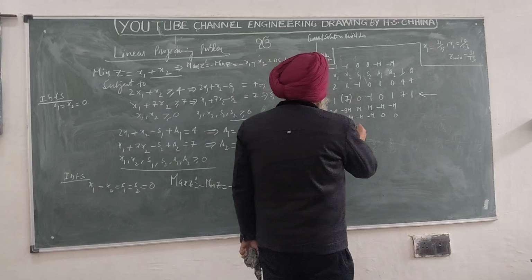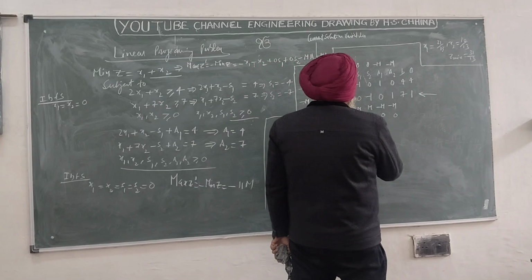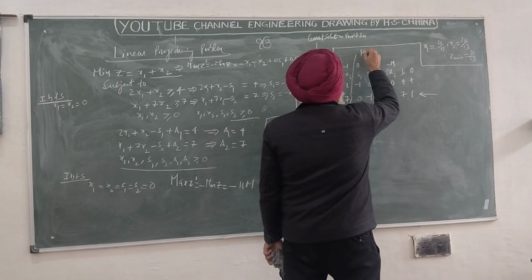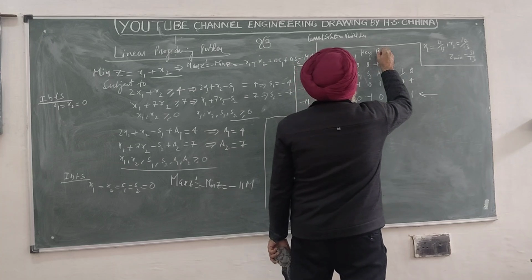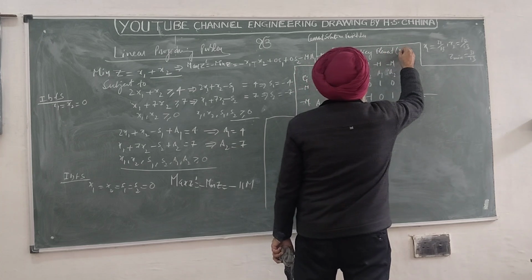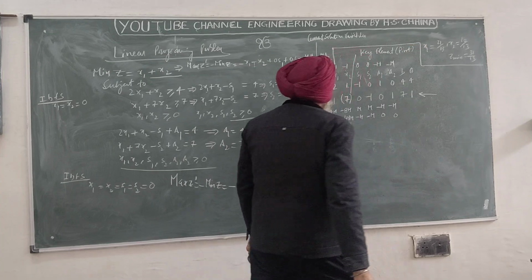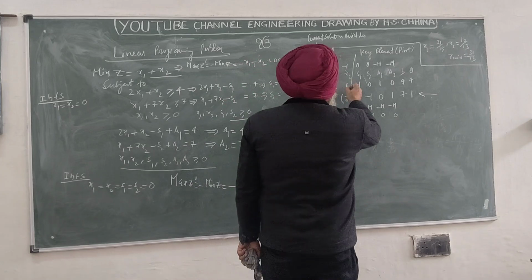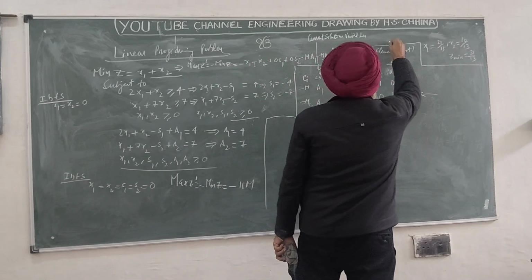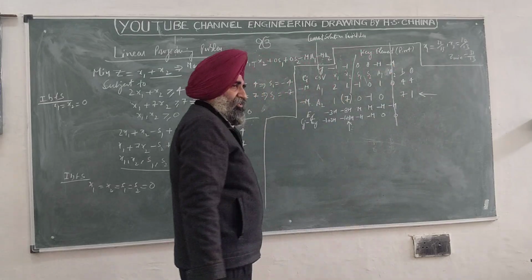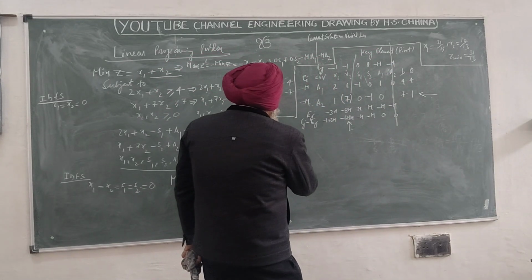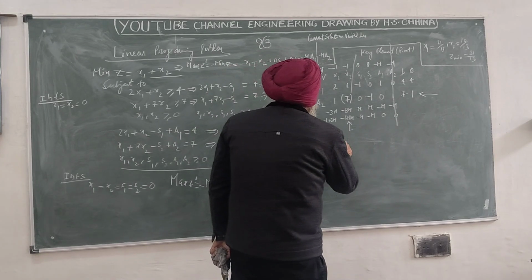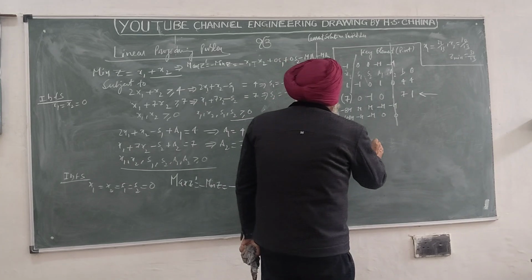So this decides your key column. This decides your incoming variable. This decides your outgoing variable, and this is the key element or pivot element. We will work on this key element or pivot element. So what we have to do? We'll do another iteration. Now in the next iteration, a2 is going outside. Put a line on a2. Don't put a2 in the next iteration. So leave it. Again write CB, Ei, x1, x2, s1, s2, a1.